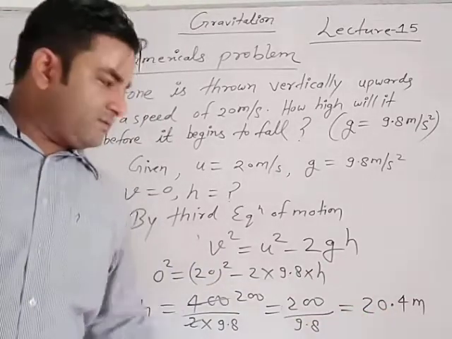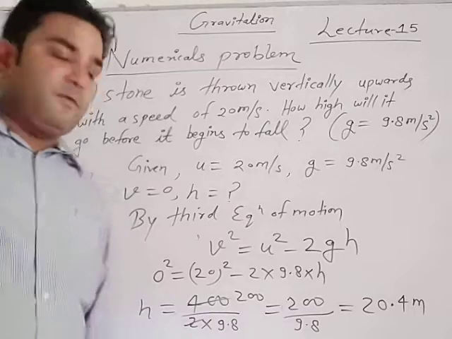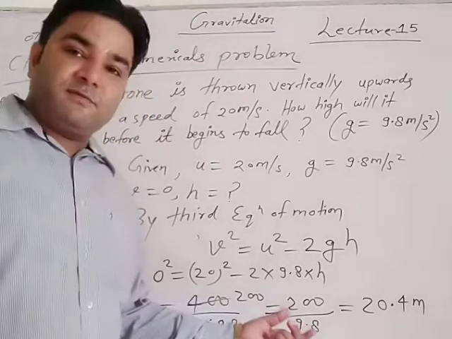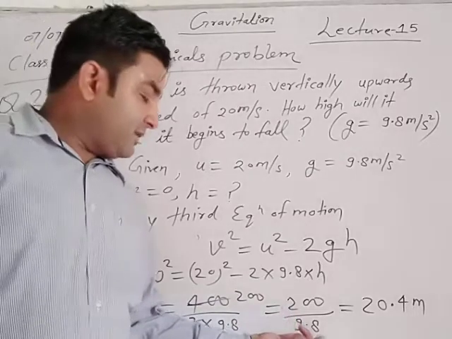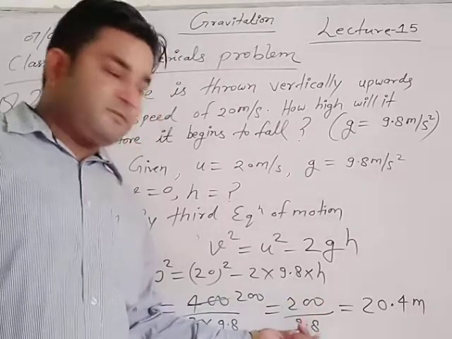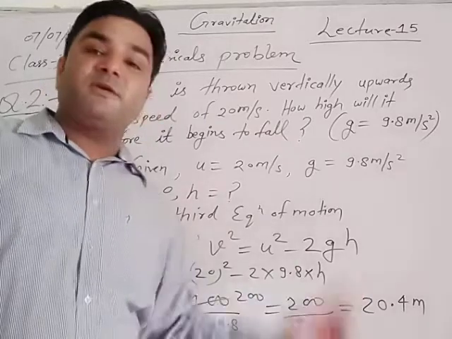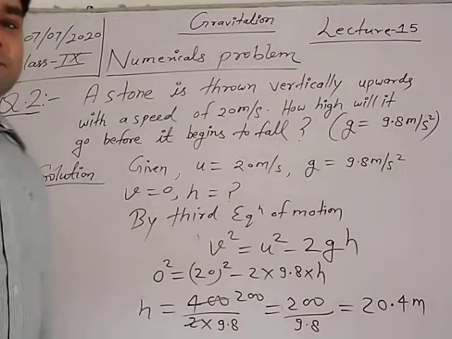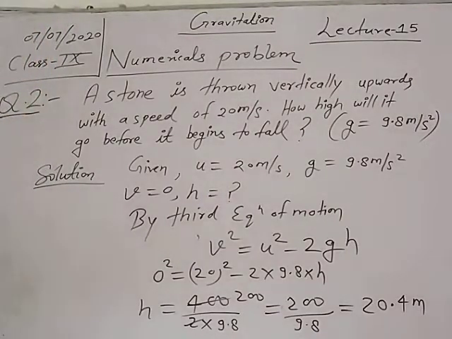Here the value will come approximately either 20.3 or something, but it will be 20.4. Here if the value becomes 10, then it will be 20, but less than 10 means this will be greater than 20, that is 20.4. So just note down. After this we will solve the third numerical in an easy way.